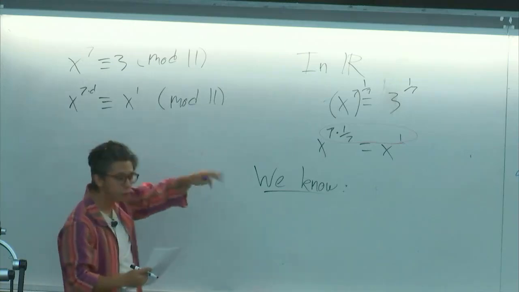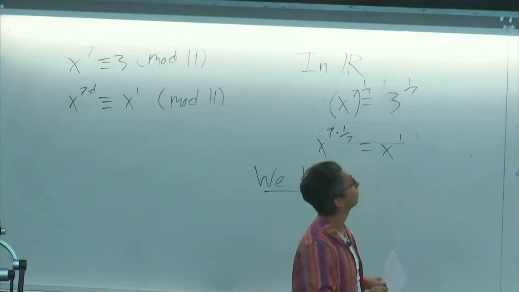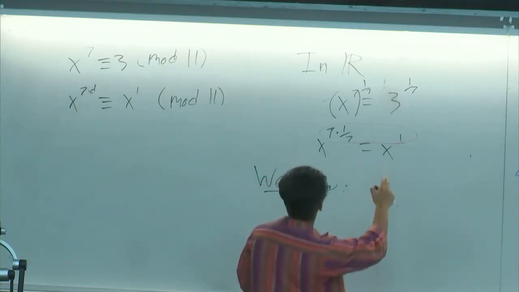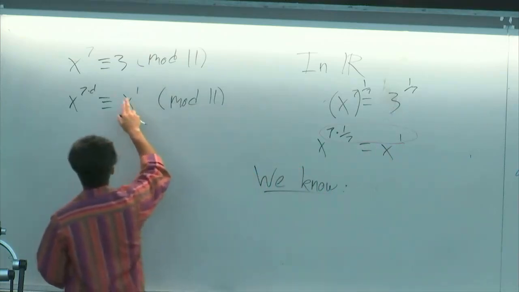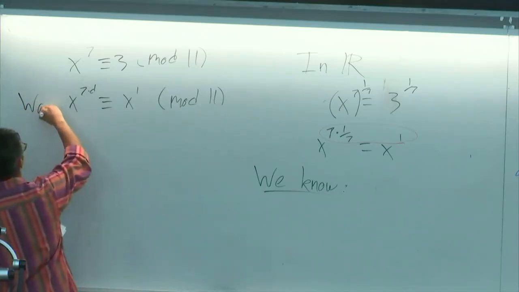We've learned just a few things a moment ago. Yeah? Wait, how did you go from 3 to x to the 1? 3 on the left side. 3 to x to the 1. This is what we want.